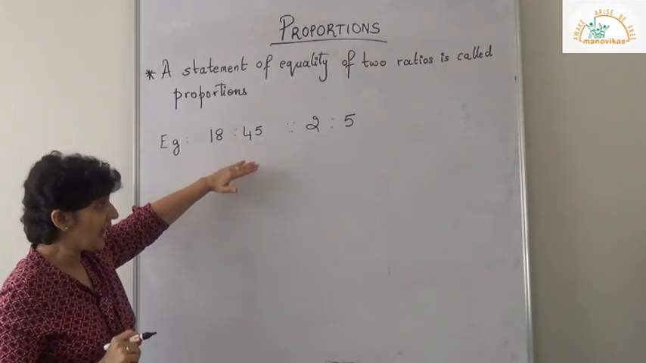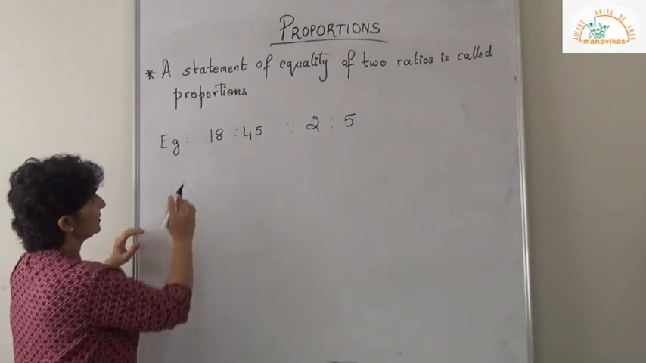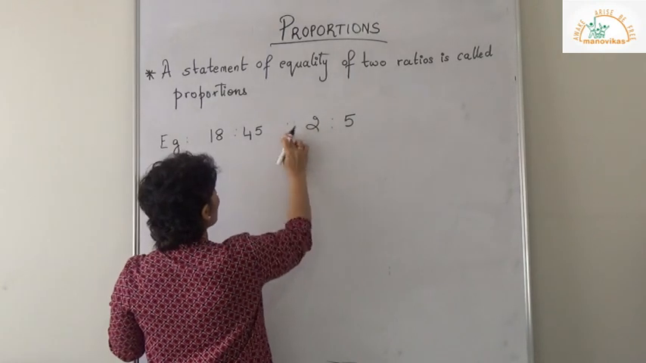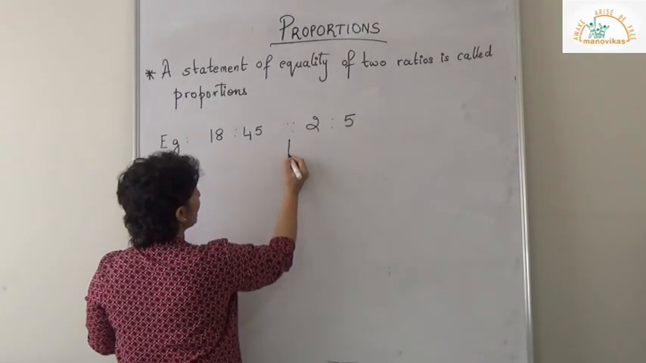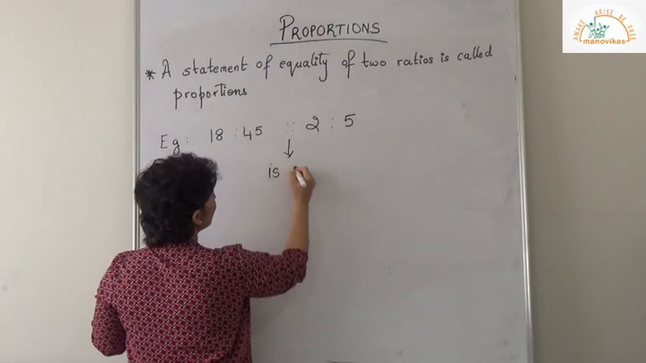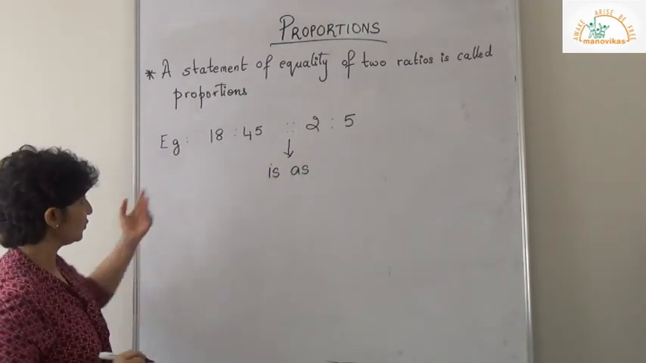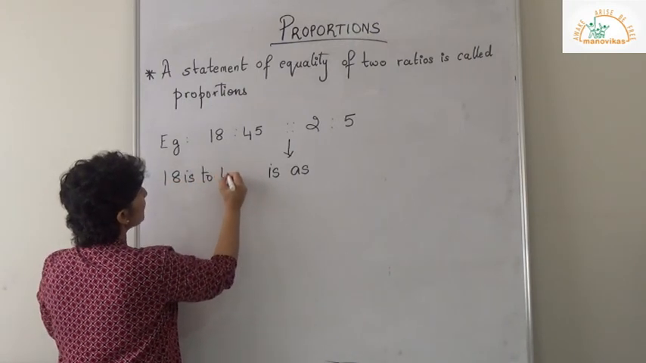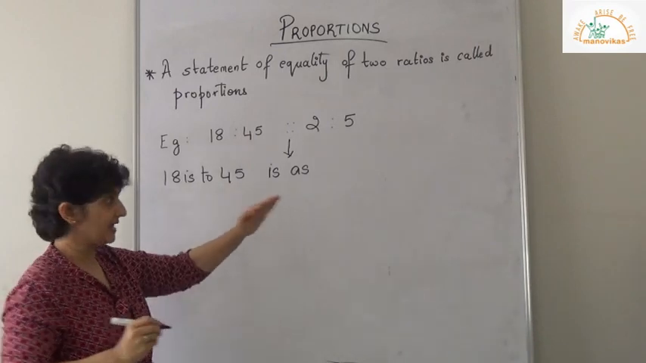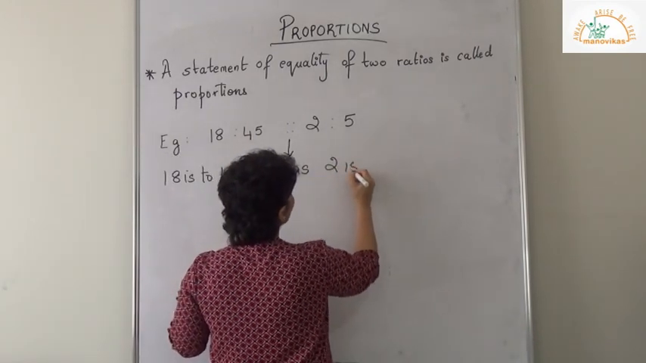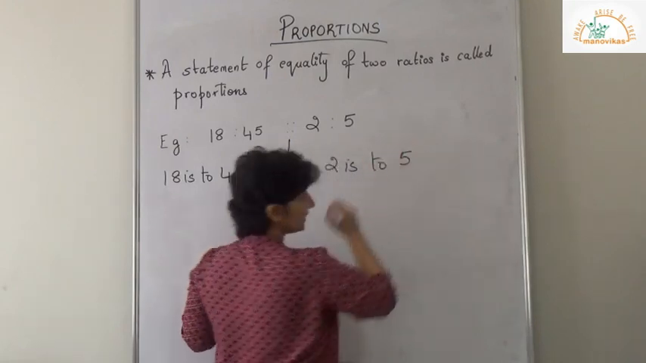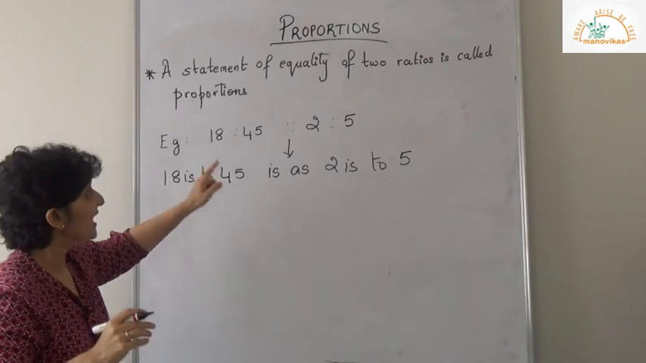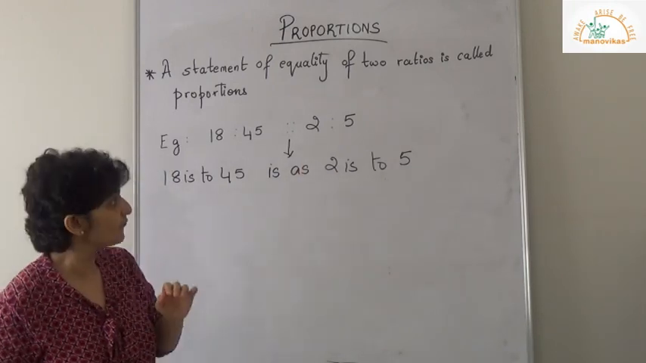Now, how do I say this statement? This is 18 is to 45, you know. Now these four dots which you see, we say it as "as". Let's do it again. So it is 18 is to 45 is as 2 is to 5. Let's say it again. 18 is to 45 is as 2 is to 5.